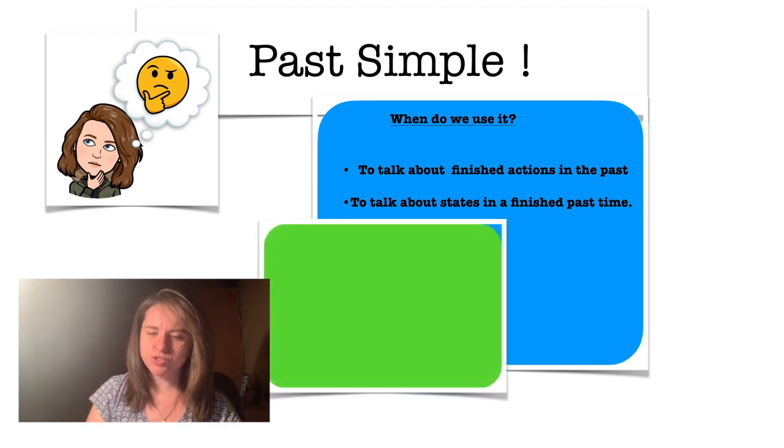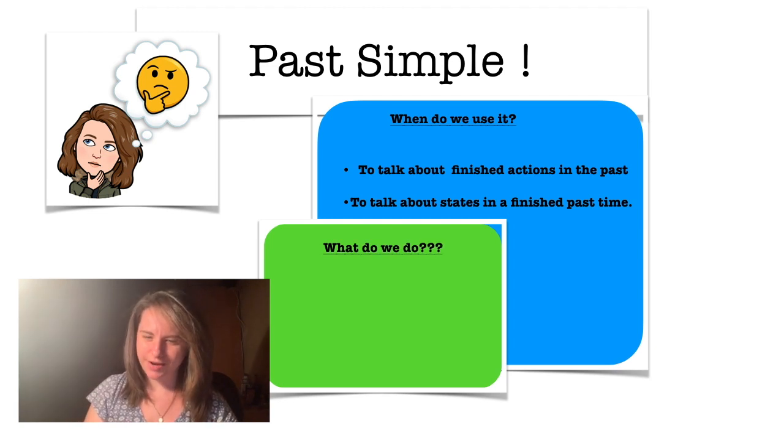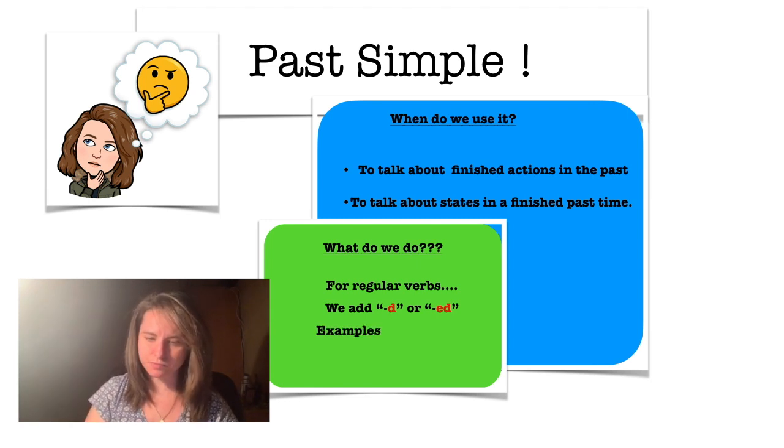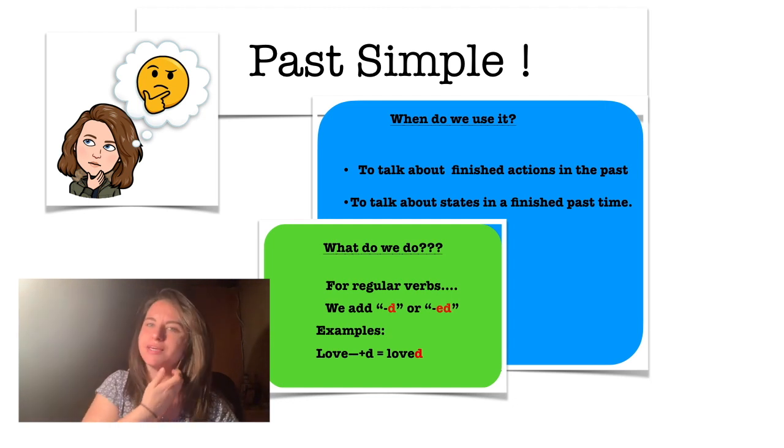So, what do we do? How do we make this past time? For regular verbs, these are the verbs that follow the rules, we add d or ed to the end. An example would be love, любить. So love becomes loved. If you look at the slide, please notice that we don't have to add ed. Because love already has e on the end, we just add d, and love becomes loved. If the verb doesn't end with e, then we have to add ed, as in the next example, which is play becomes played.